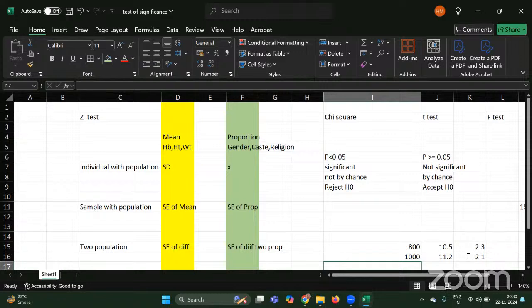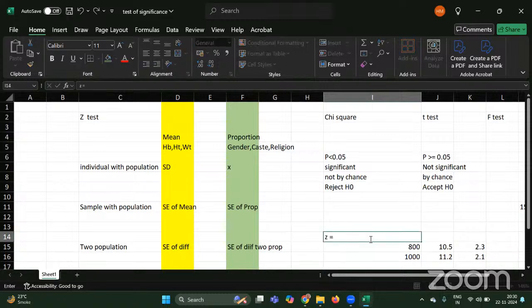When we compare two populations, essentially we are comparing two samples and based on that we are talking about the population. So again a z-test will be applicable here, and we say z is equal to x1 bar minus x2 bar, the means of the two samples, their difference, and we divide it by the standard error of the difference between two means.